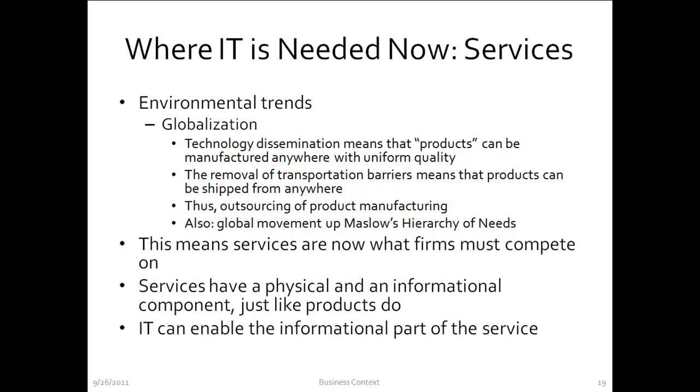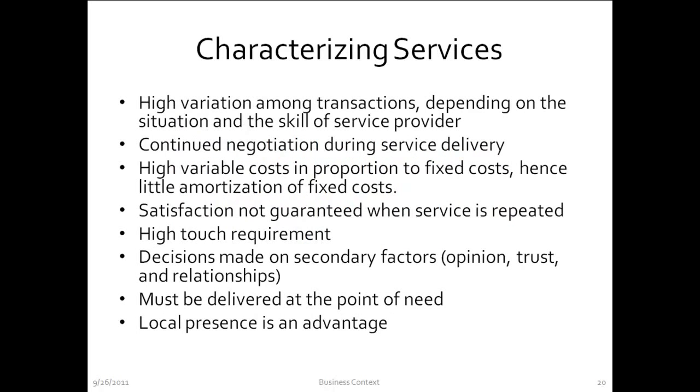Services have a physical component and an informational component, just like products do. And just like with products, IT can enable the informational part of the service. We'll now characterize services in an abstract manner, and then in the later slides try to understand in a general way how information technology or computing can tackle each of these characterizations of services.